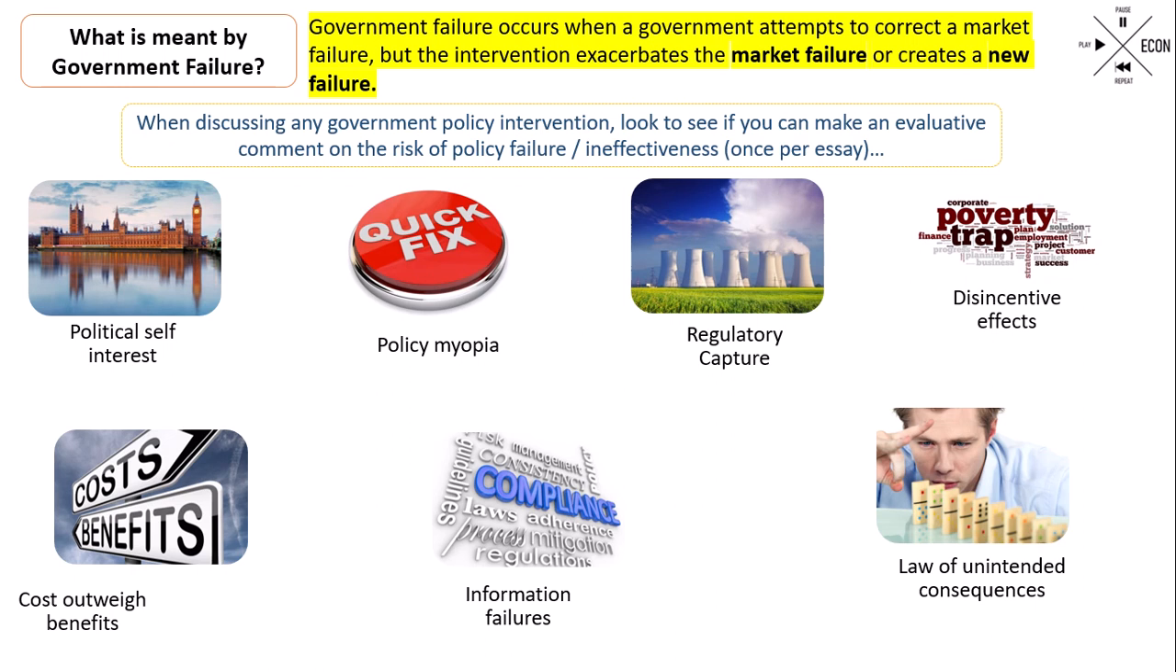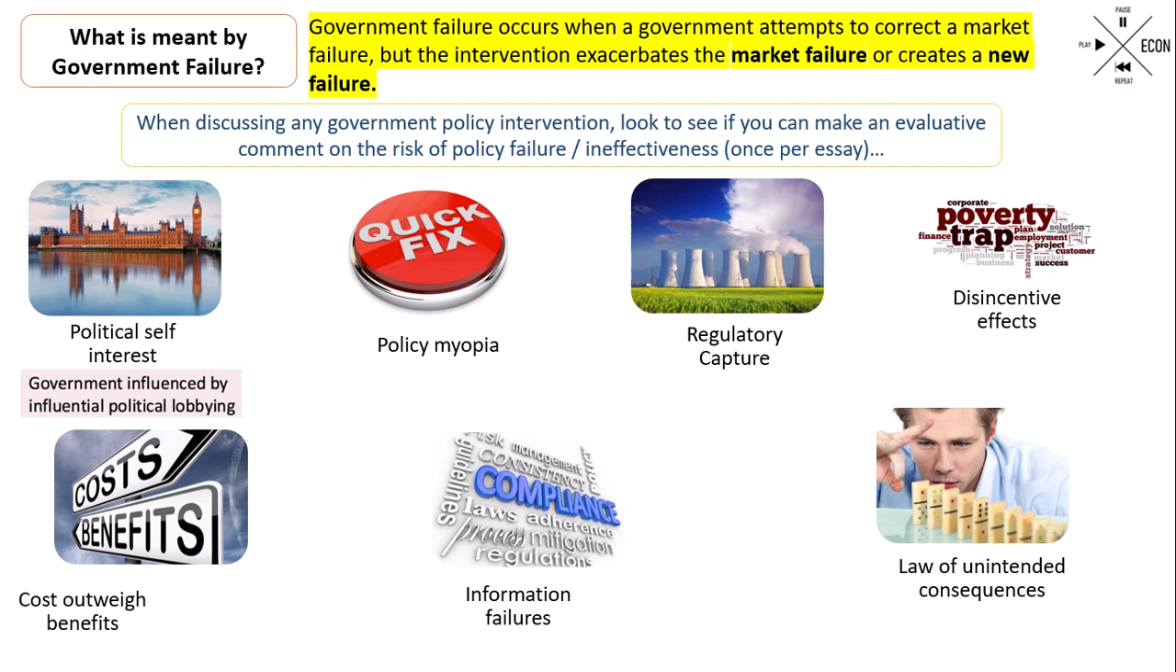Okay, so if we go through them, first one, political self-interest. That's whenever the government are influenced by political lobbying or they act in a way that favours themselves, their family, maybe their political party, their constituency, more than what the general public would benefit from. So they act in their own best interest.